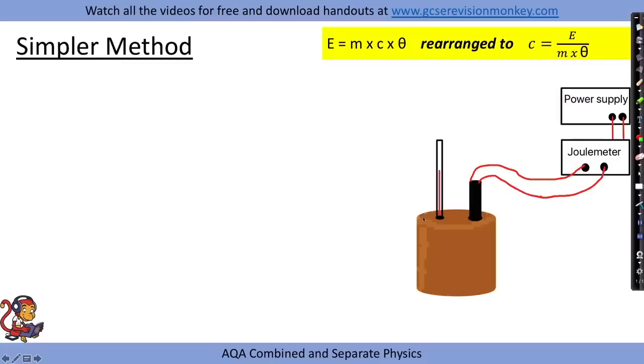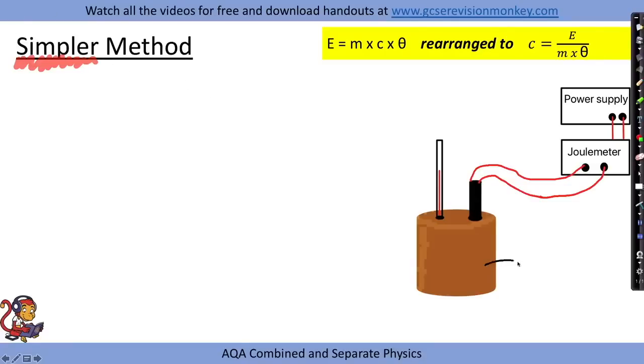If you find this practical particularly challenging, I'm going to take you through a simpler method first of all, and then after this, a more difficult one using several equations. So you may want to skip forward to that one if you prefer, or if you'd like a much simpler method, then have a look at this one.